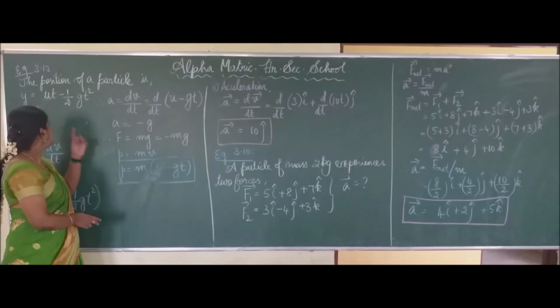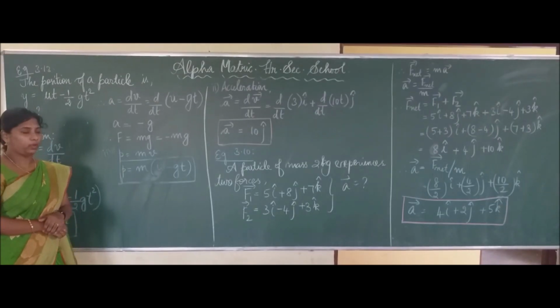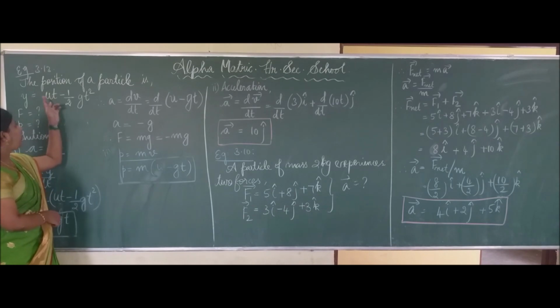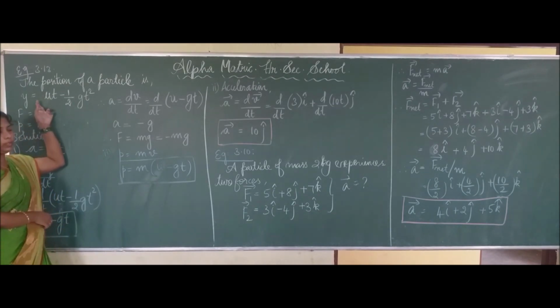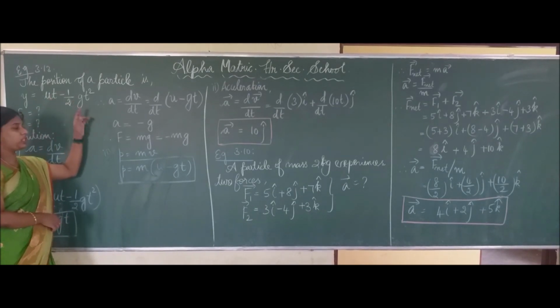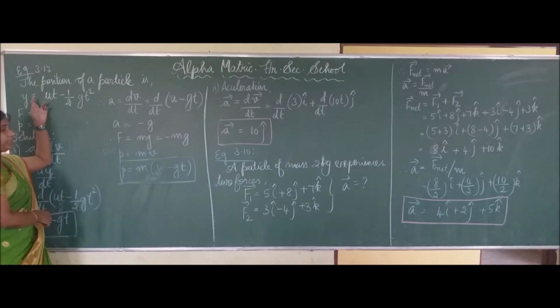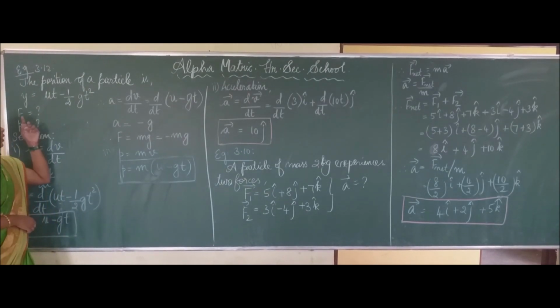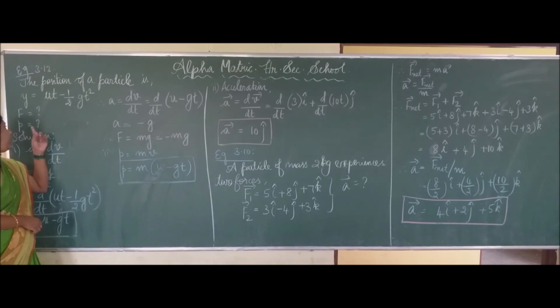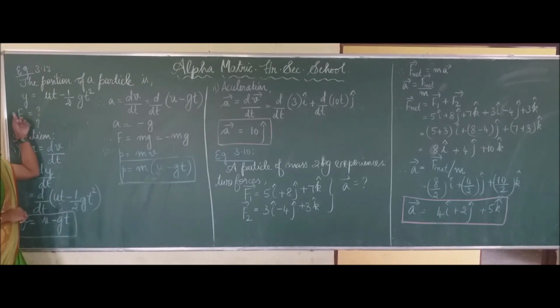The next problem is example 3.13. Okay, so what are they given? The position of the particle is y equal to ut minus half gt square. Okay, so they have given the position, this y. What are they asking? What is the force acting on the particle and what is the momentum of the particle? Okay, ma'am. So first, to find the force we have to know the acceleration, right?